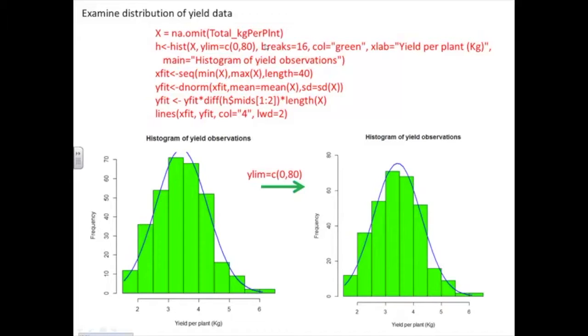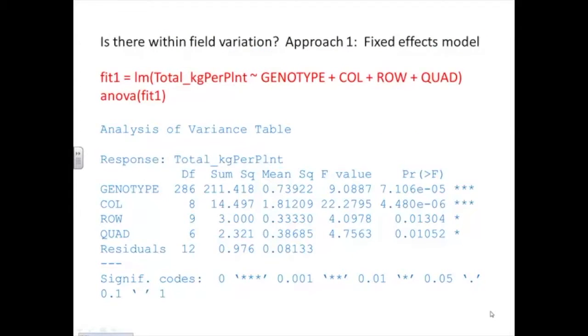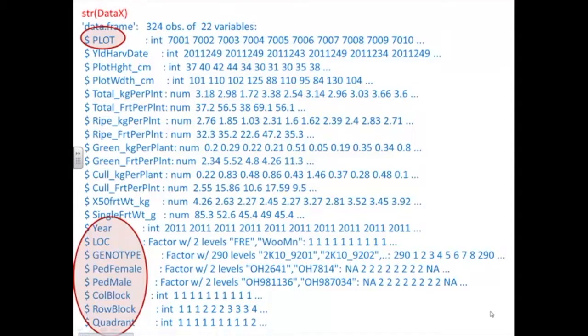We can look at a distribution of the data. So if I want to change the y-axis so that it fits, I add this little ylim equals c(0, 80). So it's 0 to 80 instead of 0 to 70. Right? And I just added that little line right up here. A couple of steps here. Let's go back. Notice, so this is in your script, but I didn't put it explicitly in a slide. Notice the names here. Column block, row block, quadrant.